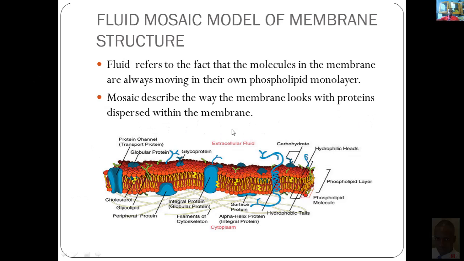They have a slight movement going on. The mosaic basically describes that pattern of proteins distributed across the phospholipid bilayer. If you see a mosaic, it has different little dots and little parts in it. So that's what the mosaic describes, the way the proteins are dispersed within the membrane. So fluid mosaic model is the description we use for the membrane because it actually resembles that.